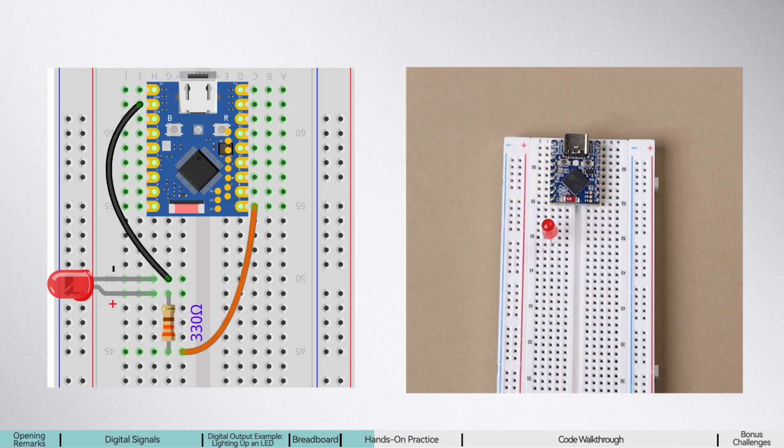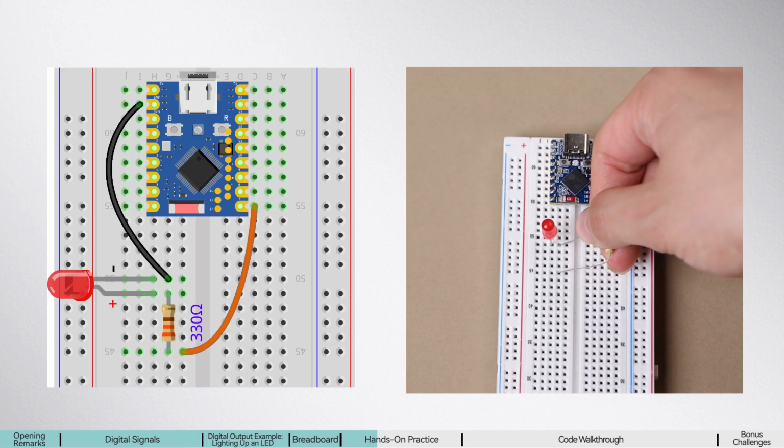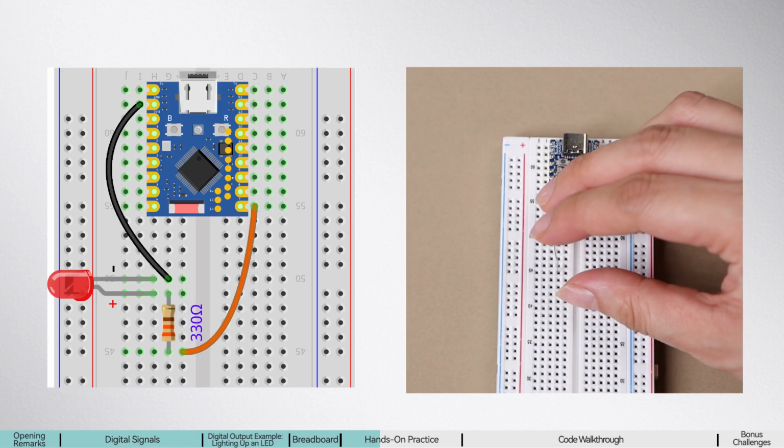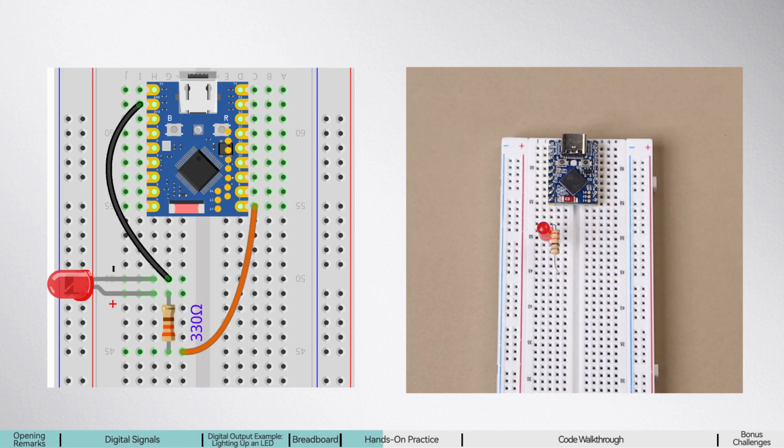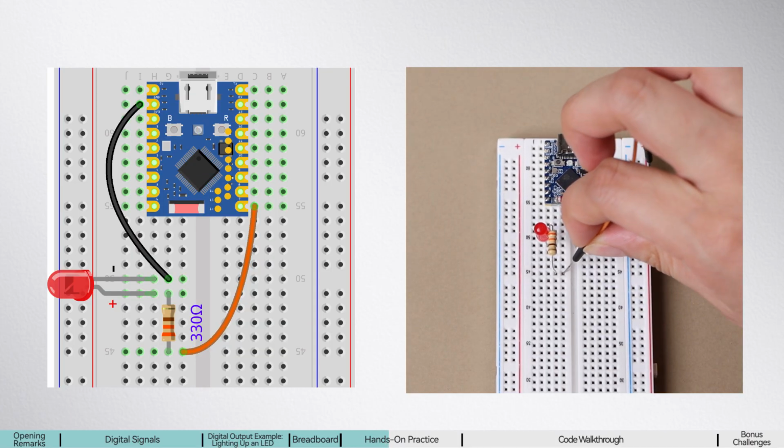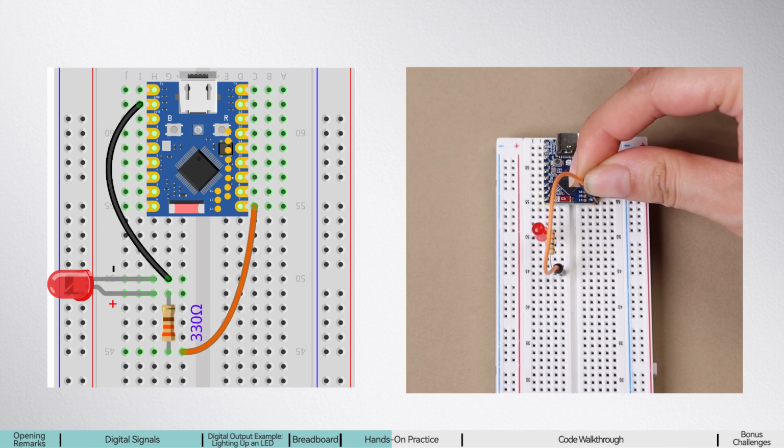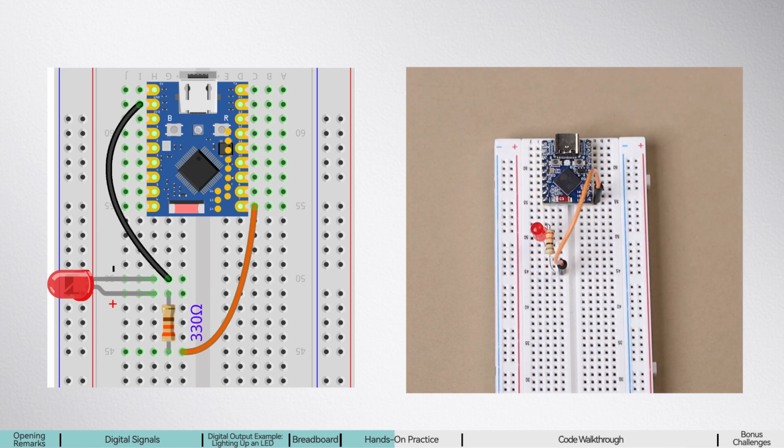Step 3. Connect one end of the 330 ohm resistor to the same vertical column as the LED's positive leg. Connect the other end of the resistor to any empty row on the breadboard. Step 4. Use a jumper wire to connect the free end of the resistor to GPIO pin 7 on the ESP32.